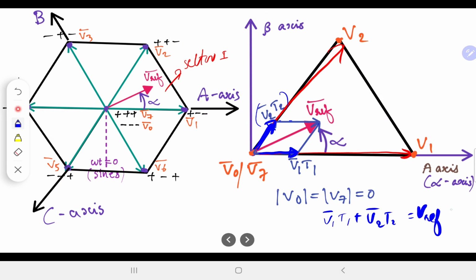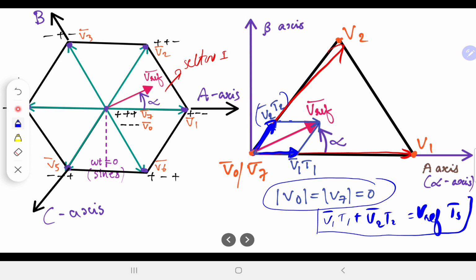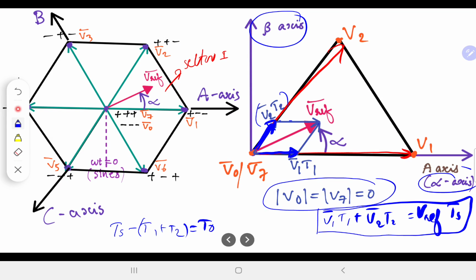into t1 plus t2, but that is equal to ts also, because mod of v0 and mod of v7 are 0, so that will be as good as having no voltage at all. Okay, so this is the eventual equation which we'll find. From here, by solving this in the x-axis, the alpha axis and beta axis, where if you resolve them, you should be able to compute t1 as well as t2. And once you compute that, whatever remaining time, ts minus t1 plus t2, should give me the t0 period, which can be used to split between t01 and t02.